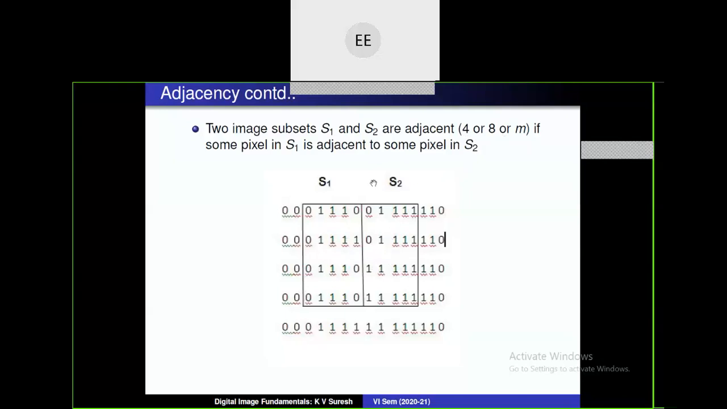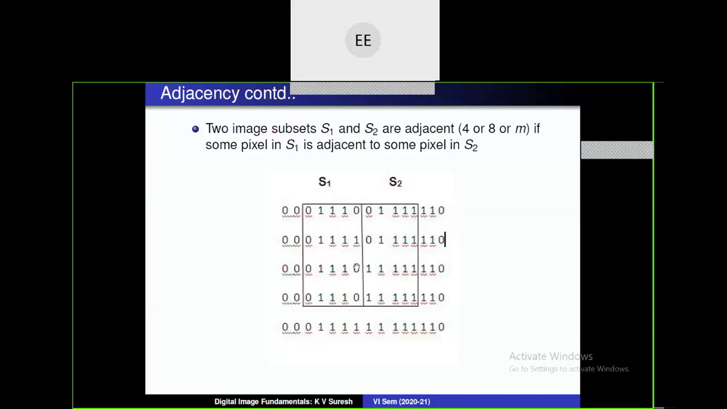So let us just try to see that V is equal to 1 in this case also. You can see that there is a pixel 1 here, but this pixel is 0, so they are not connected. And there is no other way you can connect by using 4 adjacency because this is the only way. So you can observe that S1 and S2 in this case, these two subsets are not 4 connected.